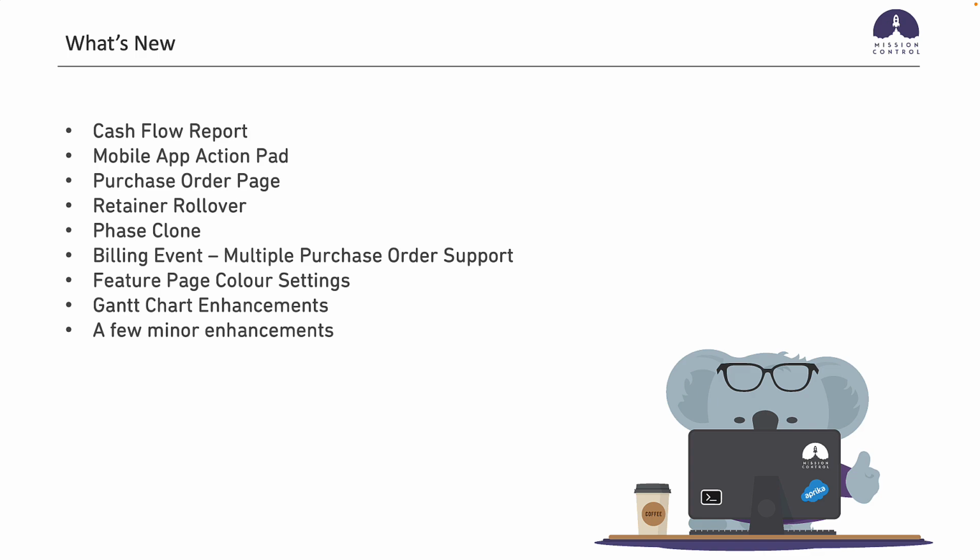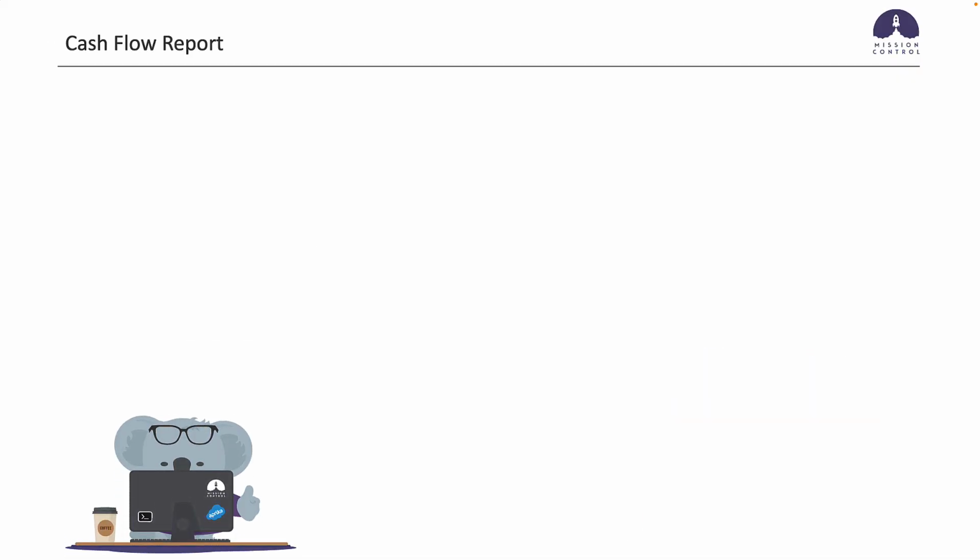Added in support for multiple purchase orders when raising invoices for customers, and introduced the ability to change the color settings on key feature pages within the system. Added some additional enhancements to the Gantt chart that build on some enhancements that came in the most recent release, and then there's a few minor updates as well. So getting into a bit more detail on some of those key features.